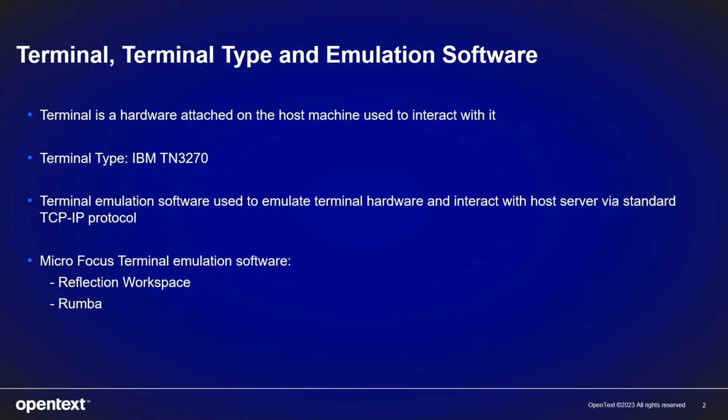TN3270 is a terminal type specified by IBM. Terminal emulation software interacts with host server via standard TCP/IP protocol. Hence, it can be installed anywhere in the approved network area. Some examples of Micro Focus terminal emulation software are Reflection, Workspace, and Rumba.